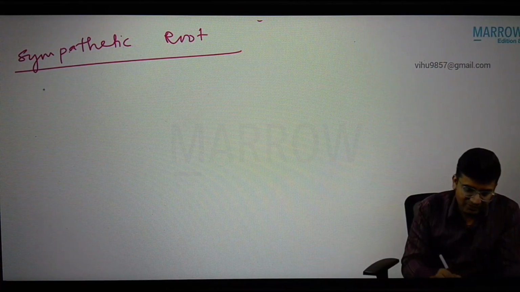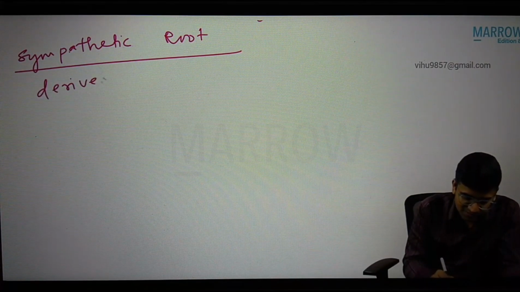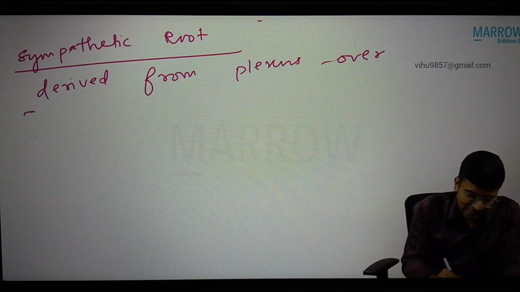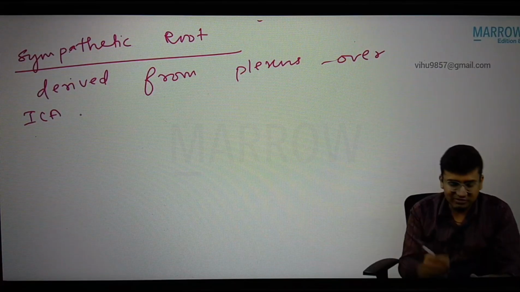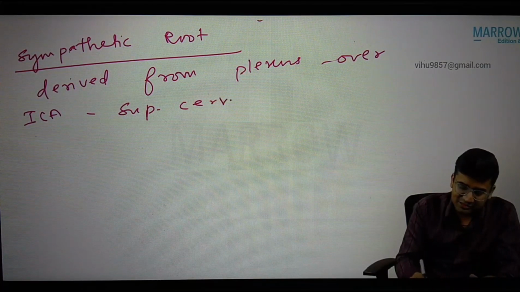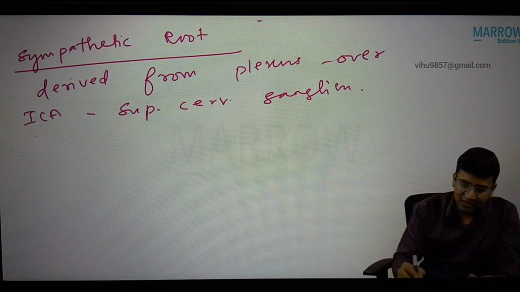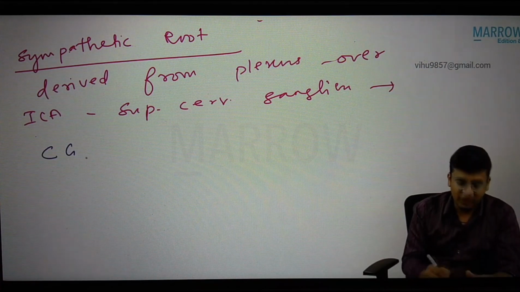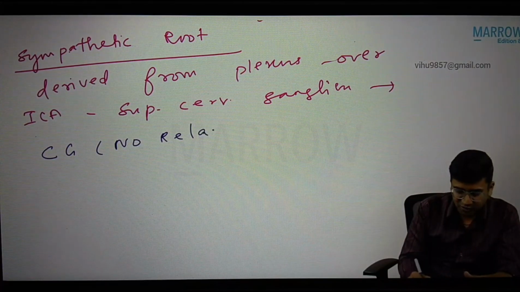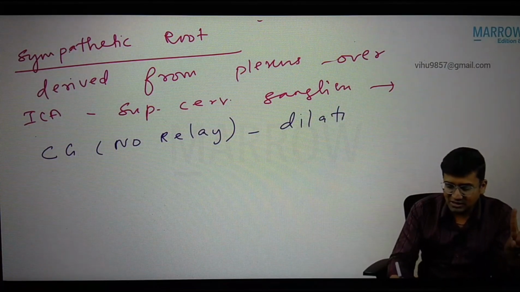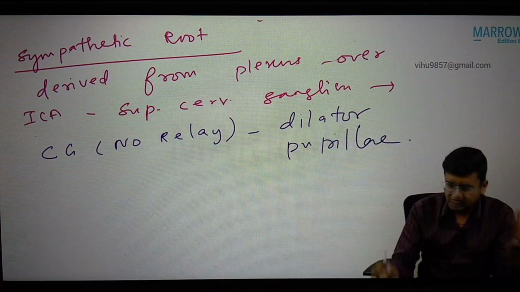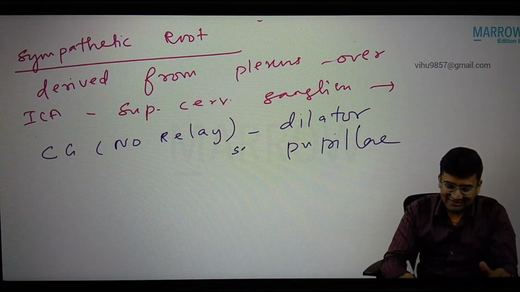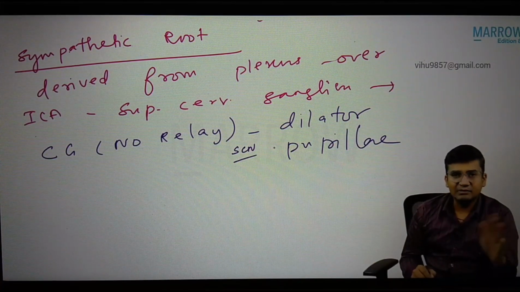Now the sympathetic root is derived from the plexus over the internal carotid artery, which carries the fibers from the superior cervical ganglion. These fibers pass through the ciliary ganglion without any relay, and they supply only one muscle, the dilator pupillae muscle. From the ciliary ganglion, via the short ciliary nerve, they supply the dilator pupillae muscle.